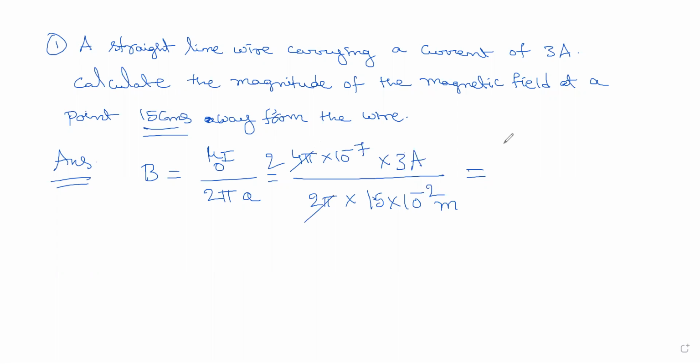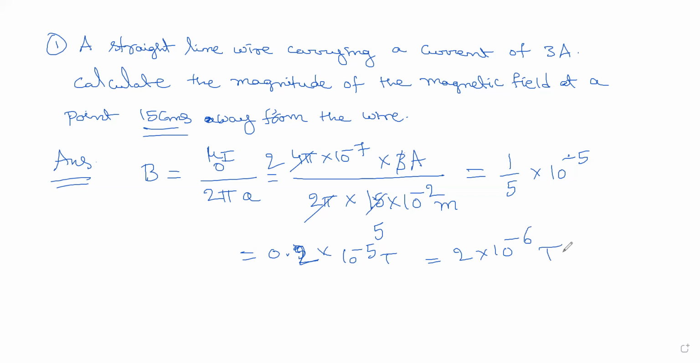So it cancels 2. Here you can work out 3 fives are 15. So 1/5 of 10 to the power of minus 5 is what you are going to get. So 1 by 5 is 0.2. 0.2 into 10 to the power of minus 5 Tesla. So you can write it as 2 into 10 to the power of minus 6 Tesla.